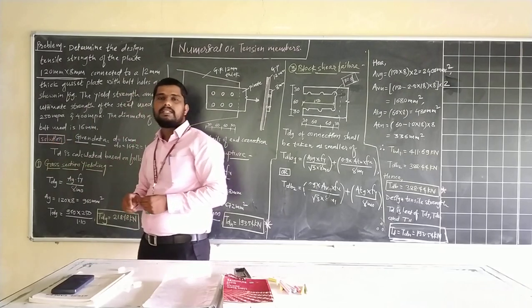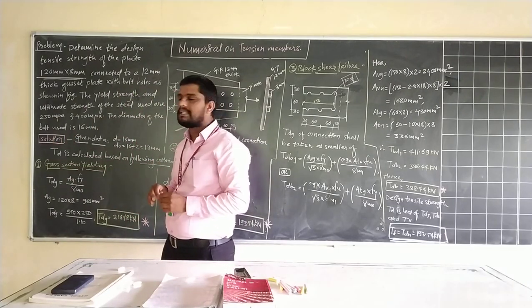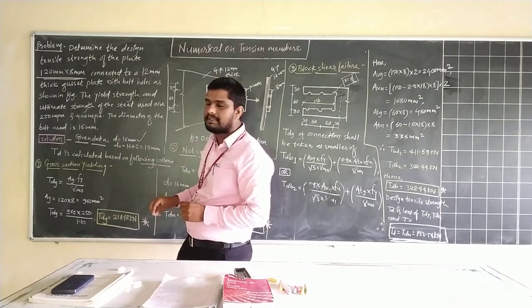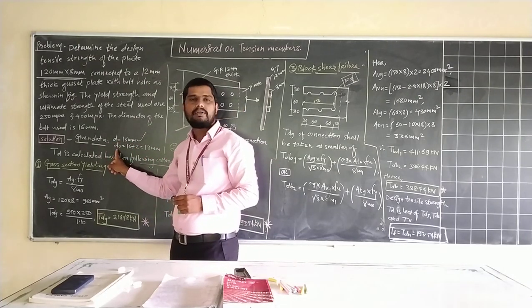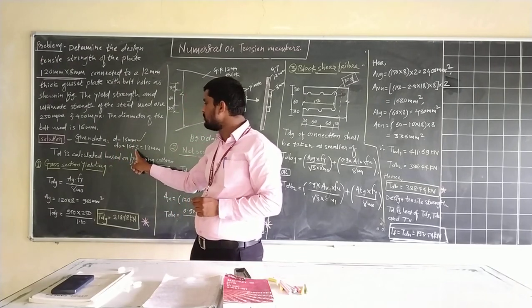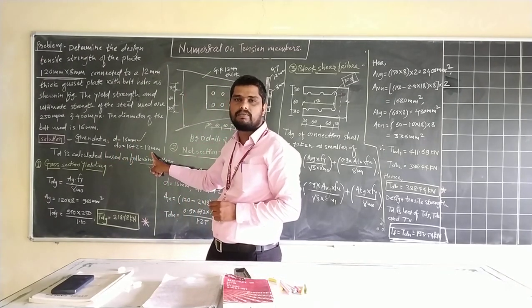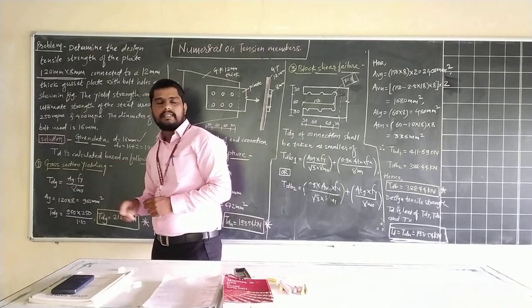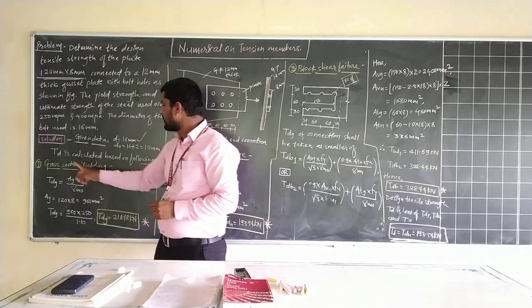Then dealing with the solution, first note down the given data. We know that the diameter of the bolt is 16 mm. Then find out the diameter of the hole, that is 16 plus 2 mm clearance, that is, the diameter of hole D0 is equal to 18 mm. Then start dealing with the solution.